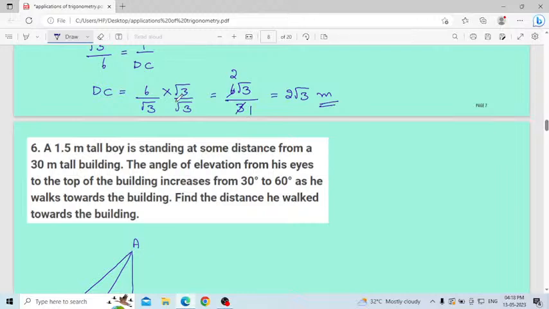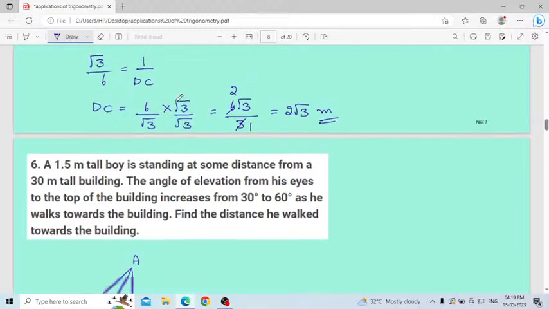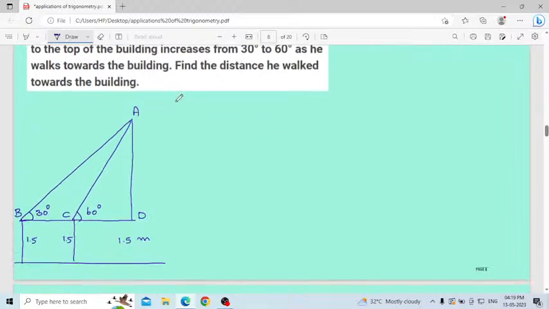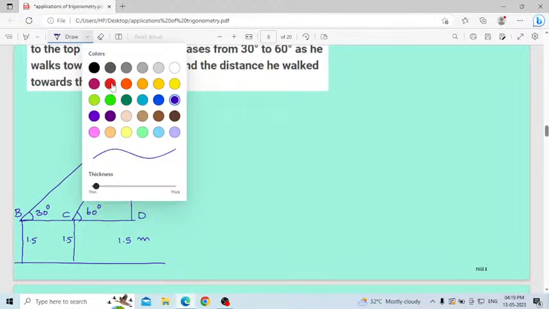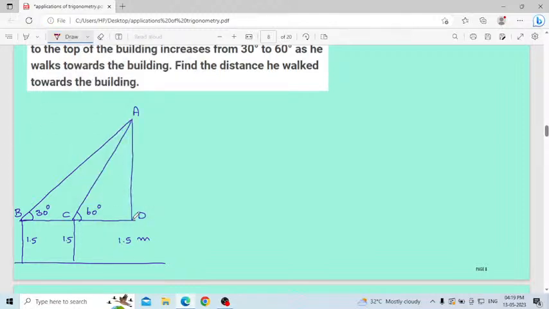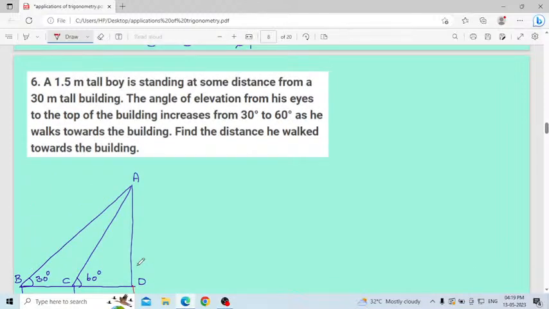Okay, I will move to the next question. This question is taking more time. I will change the color. Okay, next question, easy question, next one.